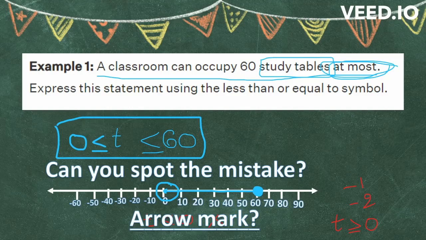So how about the arrow mark? We need to remove the arrow mark. We need to put clear points there. This arrow mark is wrong. The line will end at 0. Is 0 included? Yes, there can be no table at all. Maybe it's a vacation, we don't know. So 0 is included and at the most 60 tables. So 0 to 60, 0 and 60 both included, which means both are shaded.